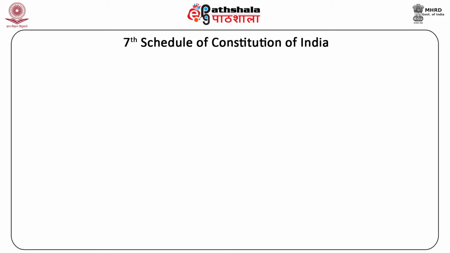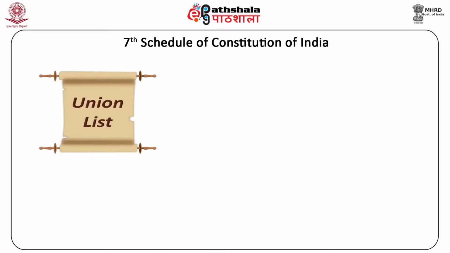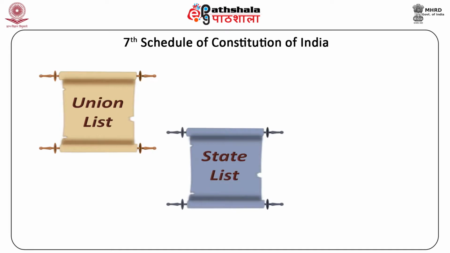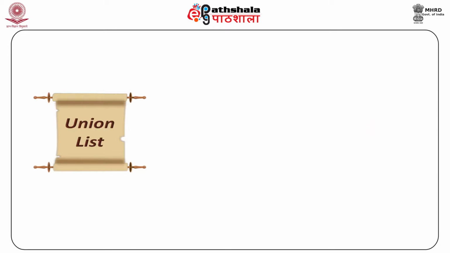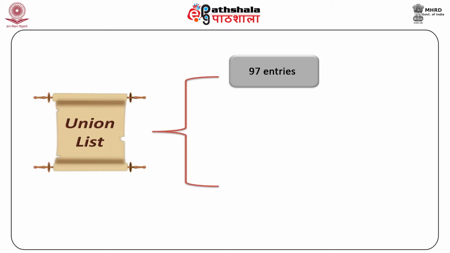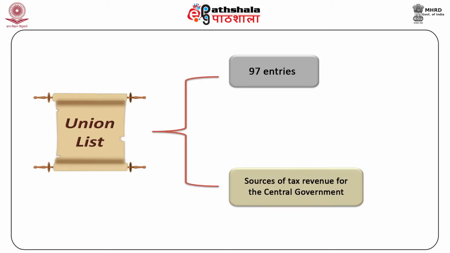The Seventh Schedule of the Constitution of India lays down the respective functions and financial resources for the center and the states in the country. It consists of three lists: 1. Union list, 2. State list, 3. Concurrent list. The Union list, which consists of 97 entries, contains sources of tax revenue for the central government.